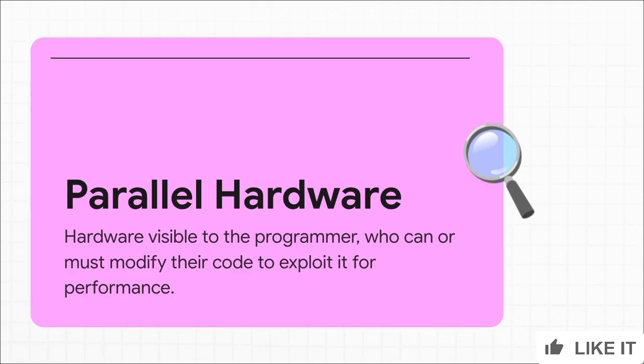Now, to be clear, when we talk about parallel hardware in this explainer, we're focusing on the stuff a programmer can actually see and use. You know, the hardware that a developer has to write code for to get that extra performance. And that's a really key point. All this incredible hardware power isn't free. It doesn't just happen. You need software that's smart enough to actually take advantage of it.